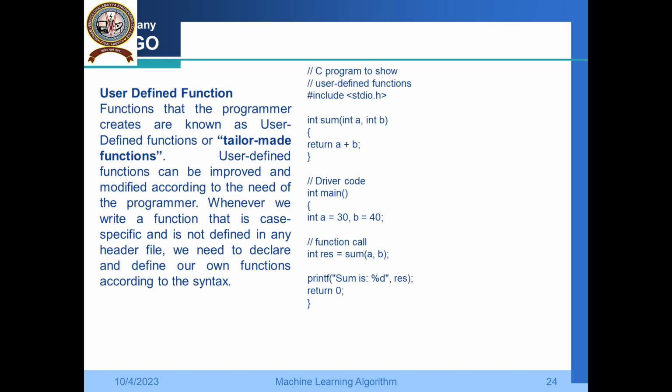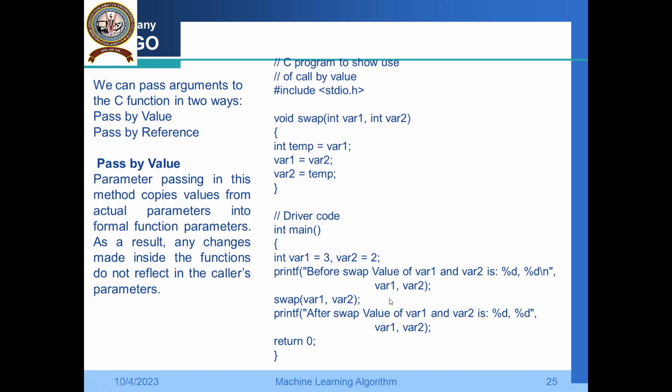You got it now? Then we go for the user defined functions. Functions that the programmer creates are known as user defined functions, or tailor-made functions. These user defined functions can be improved and modified according to the need of the programmer. Whenever we write a function that is case specific and is not defined in any header file, we need to declare and define our own functions. For example, what I am using, that sum, all the things we can put it here. Same thing what I have done here, the result is coming. Clear?